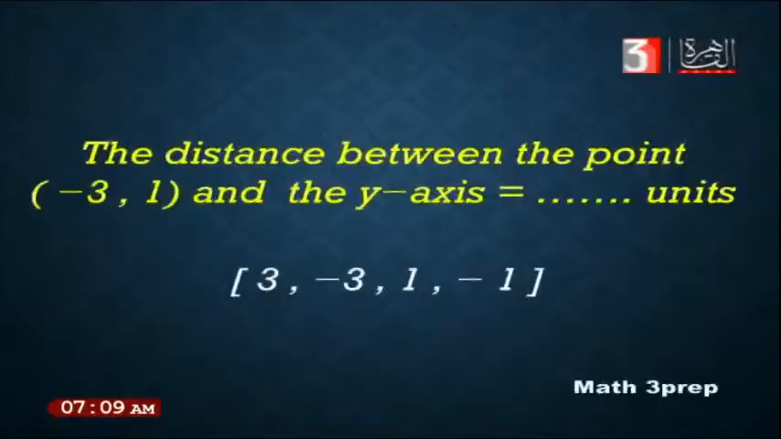Then, what about the distance between the point (-3, 1) and the y-axis? Yes, the distance between them is the value of the x-coordinate, which is 3. So in this case, we can say that the distance is 3 units.